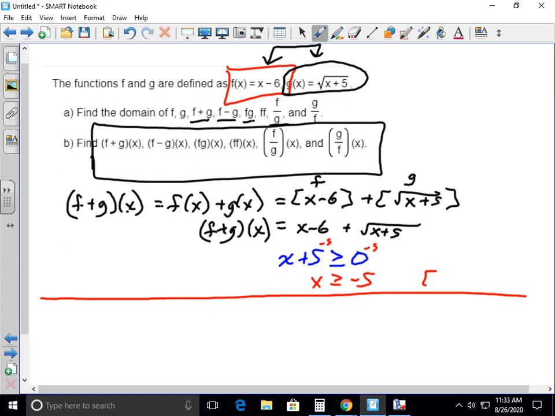As an interval, greater than or equal to negative 5 is from negative 5 to infinity. We include negative 5, so bracket. It's greater than, so it's from there to infinity.